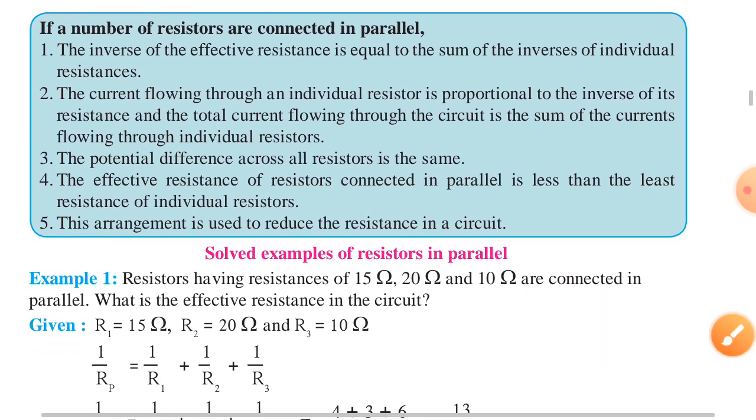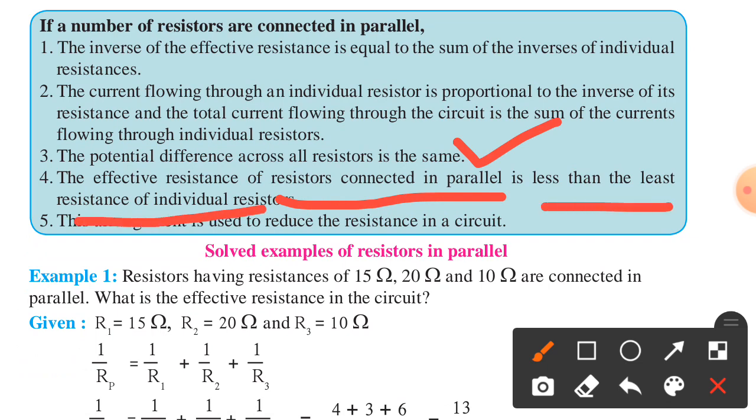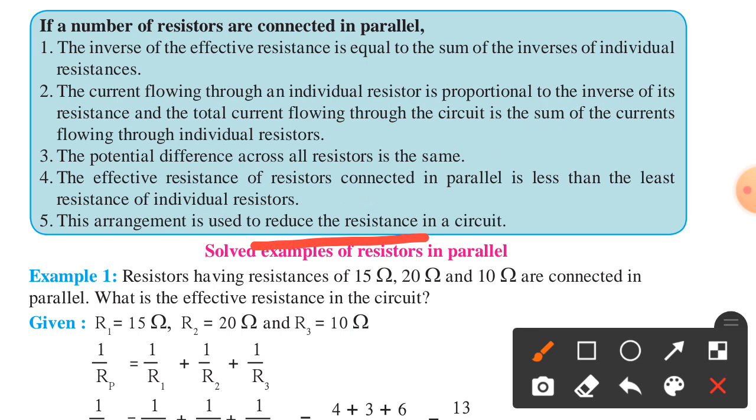तिसरा मुद्दा आहे, the third point, the potential difference across all resistors is the same. Fourth, the effective resistance of resistors connected in parallel, म्हणजेच RP is less than the least resistance of individual resistances. म्हणजेच RP म्हणजेच effective resistance ह्याची किंमत ही जोडलेल्या प्रत्येक रोधापेक्षा कमी असते. And the fifth point is the arrangement is used to reduce resistance in the circuit. म्हणजे ही जोडणी विद्युत परिपथातील रोध कमी करण्यासाठी वापरली जाते.